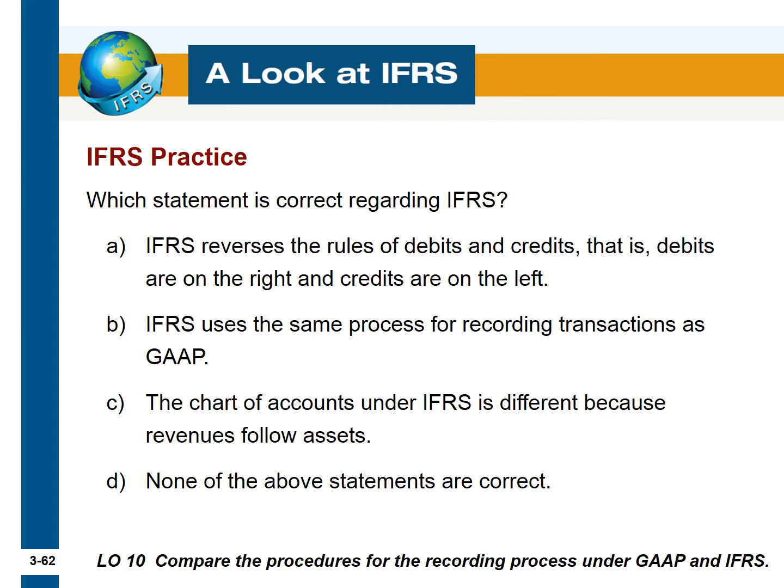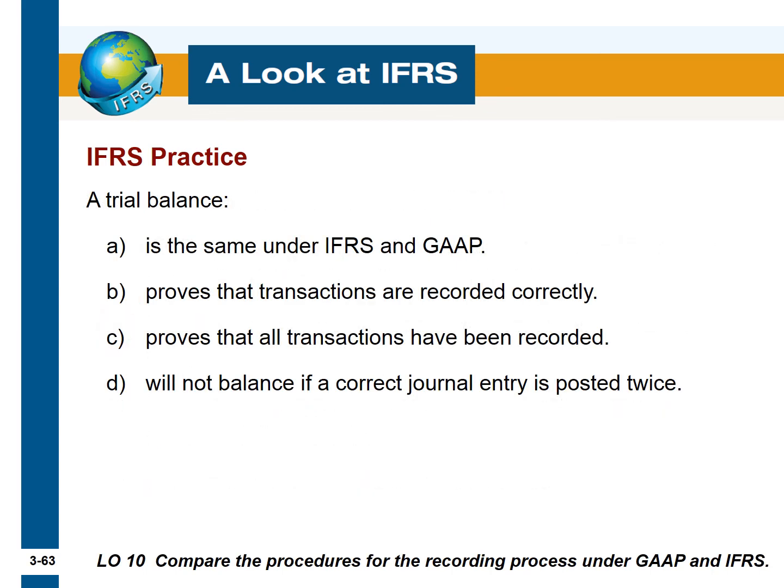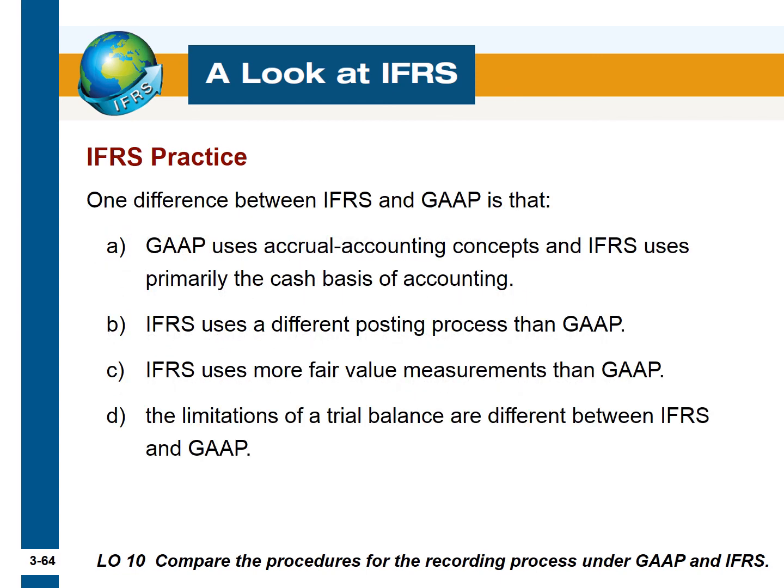Which statement is correct regarding IFRS? IFRS uses the same process for recording transactions as does GAAP. A trial balance under IFRS is the same as GAAP. One difference between IFRS and GAAP is what? And that's just that IFRS tends to use more fair value measurements, which is what the accounts are worth, than GAAP does, which tends to use historical cost.